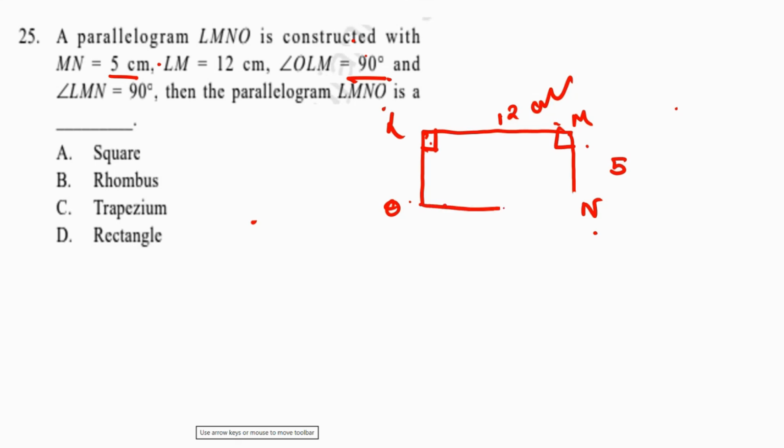So what is this parallelogram looking like? 12 and 5, two parallel segments, and with 90 degrees angle, that's nothing but a rectangle. So option D, rectangle, is the answer.